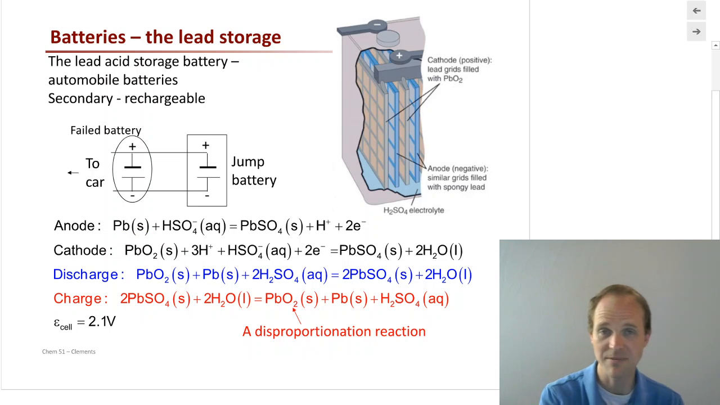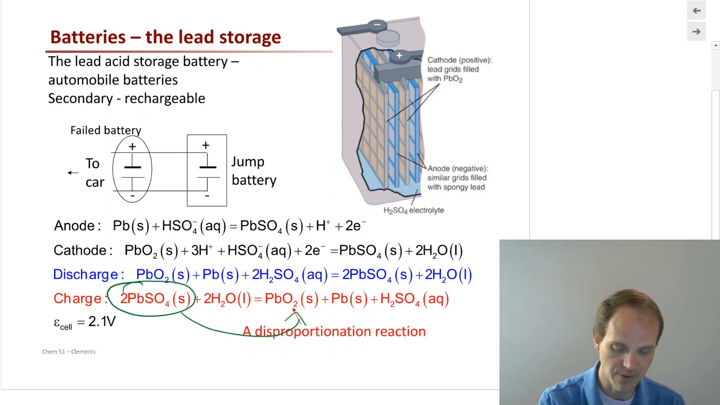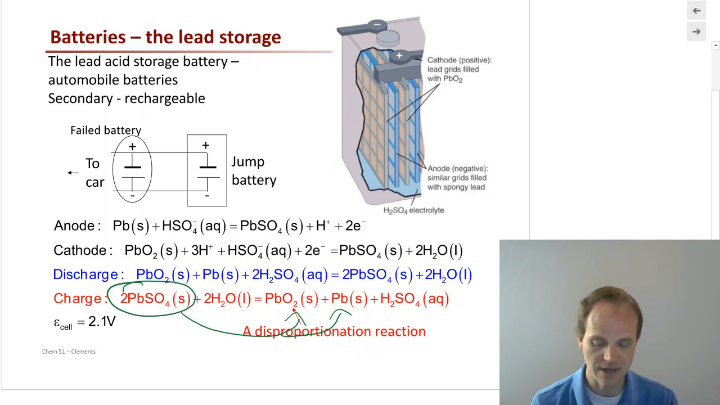When you run it back, when you run your car, it's charging your battery. It's using the extra energy from your engine in order to charge your car battery, and you've got lead sulfate turning into both lead 4 oxide and solid lead, and that's called a disproportionation reaction. We have the same compound, our lead 2 sulfate, being oxidized and reduced, once to lead 4 oxide and once to lead, and then we can run the thing over and over again.